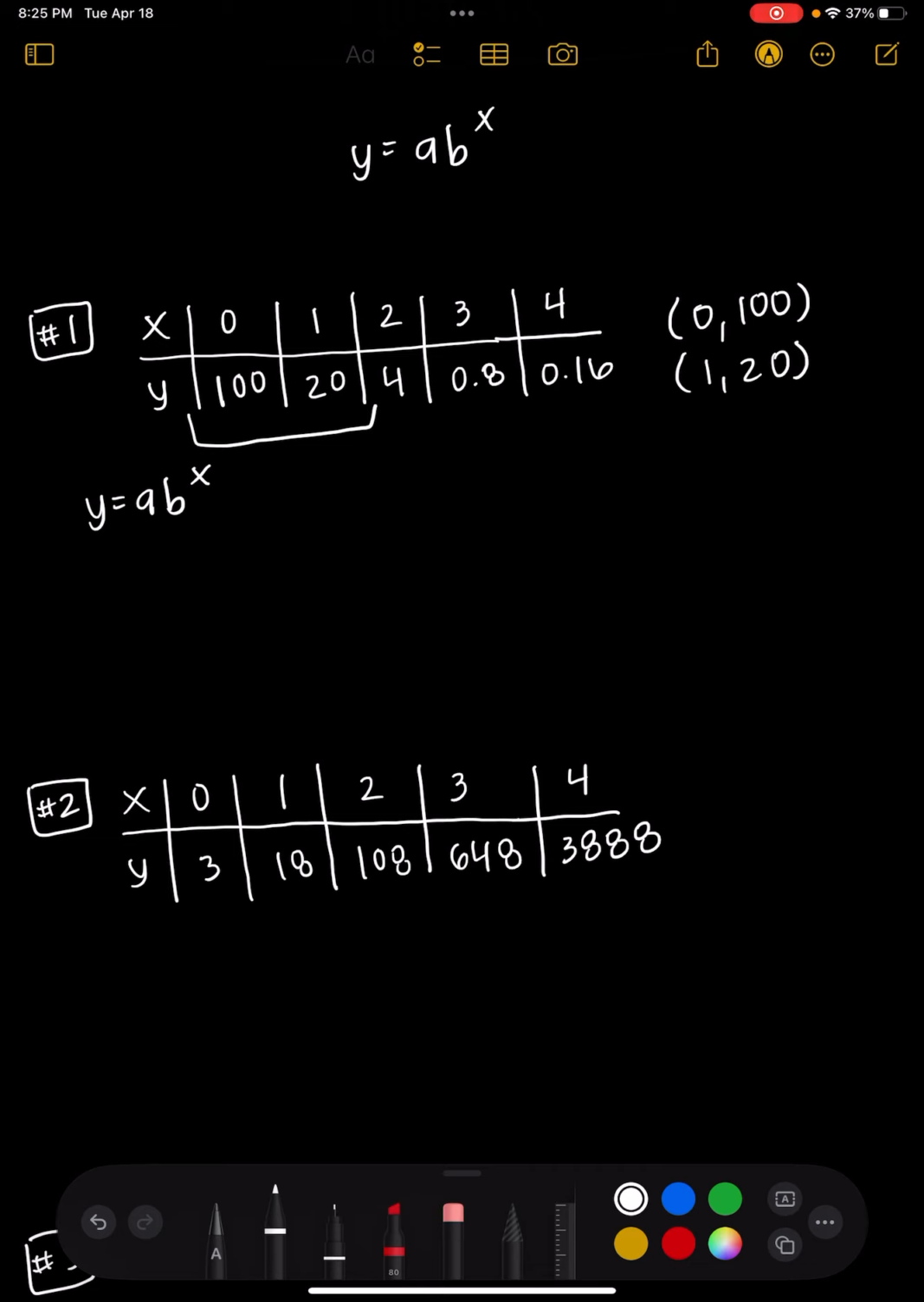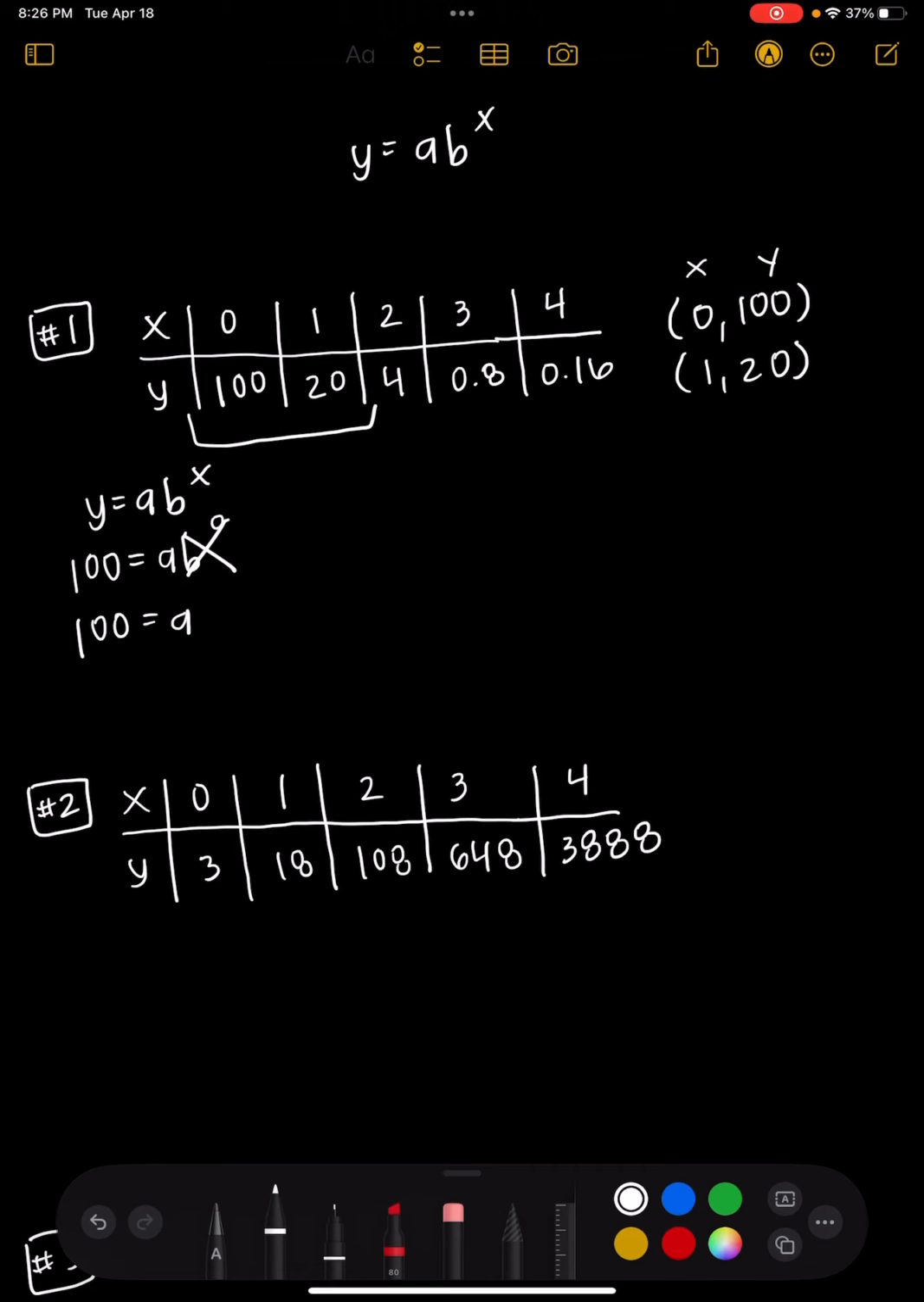But I'm going to take my first point, which is 0, 100, and replace the x and y with those numbers. So I know that this is x and this is y, which means that I'm going to rewrite this equation as 100 instead of y is equal to a times b, because I still don't know what those two things are, to the power of 0, because my x is 0. Now, if you remember from rules of exponents, anything to the power of 0 is 1, or it cancels out, which means that automatically I know that 100 is equal to a, because that b to the power of 0 got canceled out.